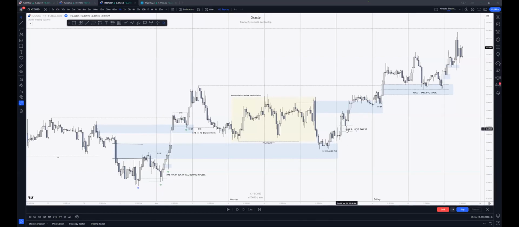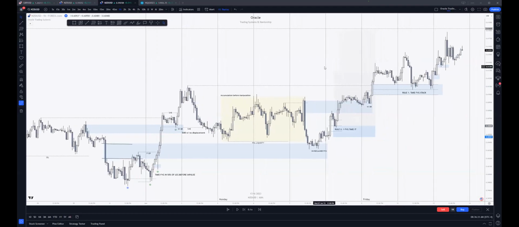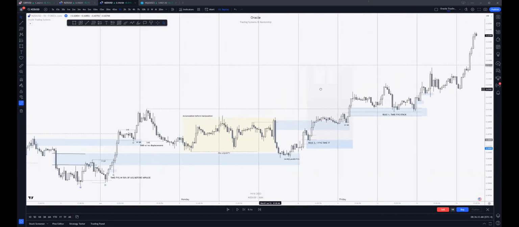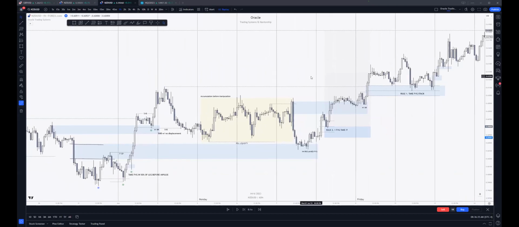Pushes down. Displacement, so we can see here that this would be our entry. Don't even need to do this. You don't need to even do this. Let's see what happens at the draw. Okay, there we go. There's your draw. You can even just target the range high because that's like the minimum.